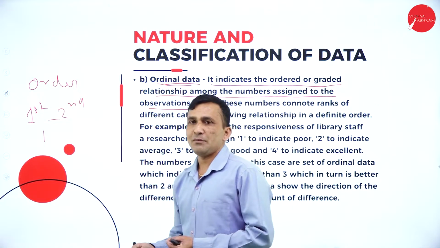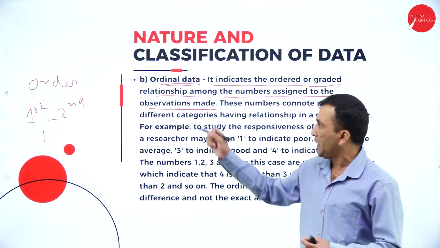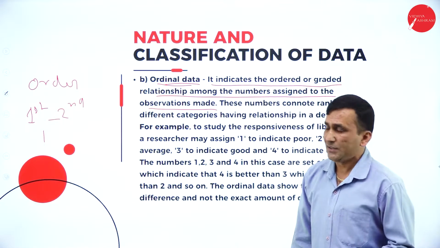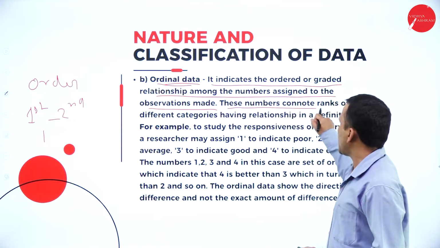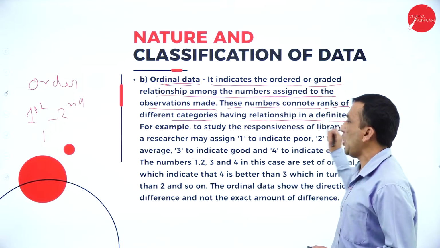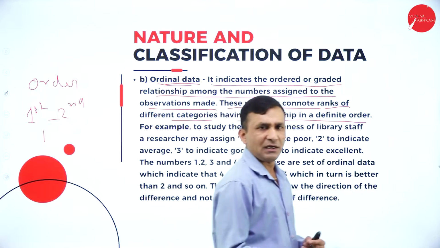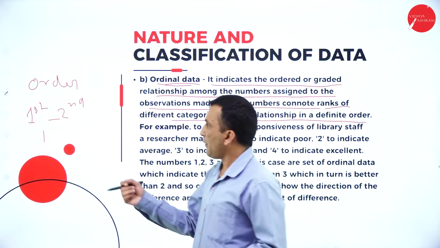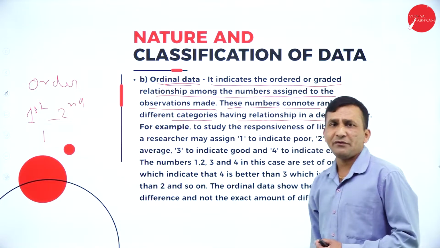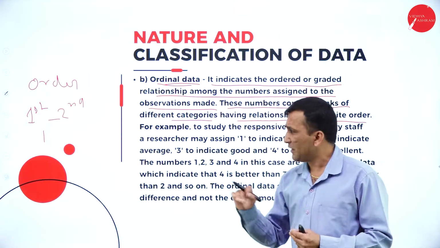When we assign data using ordinal numbers, ranks, we can easily identify things. These numbers rank the different categories having a relationship in a definite order, because the first rank scored much better compared to the second rank. So when we give a rank, we can very easily identify who is at the top and who is at the bottom.